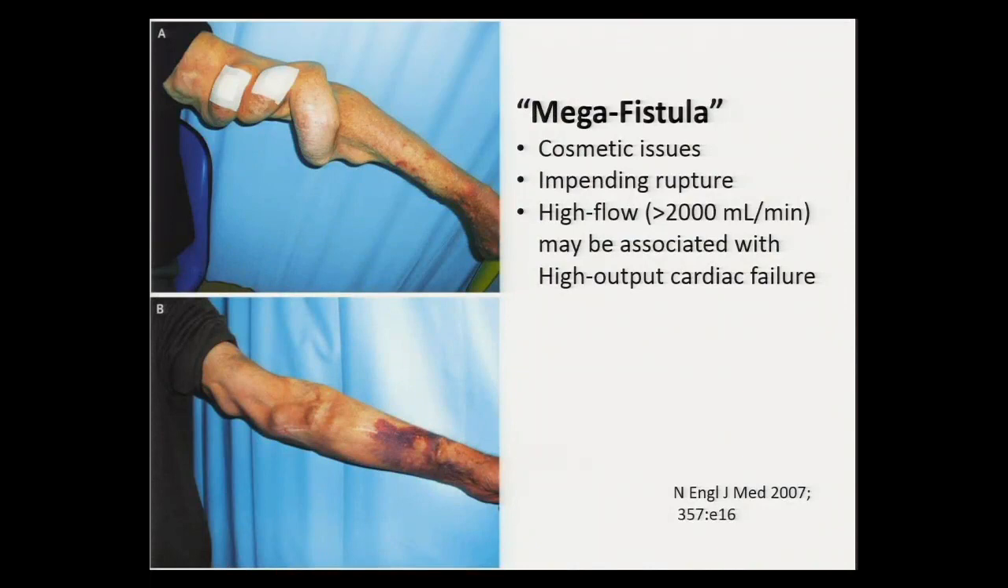This patient underwent ligation of the fistula, and he had another fistula placed on the contralateral side that also became a megafistula, unfortunately. So it's not entirely clear why these develop. Sometimes it's a matter of the arterial anastomosis being too large, but there might be something intrinsic about the properties of the vein wall that predispose the patient to this massive dilation of the vein.